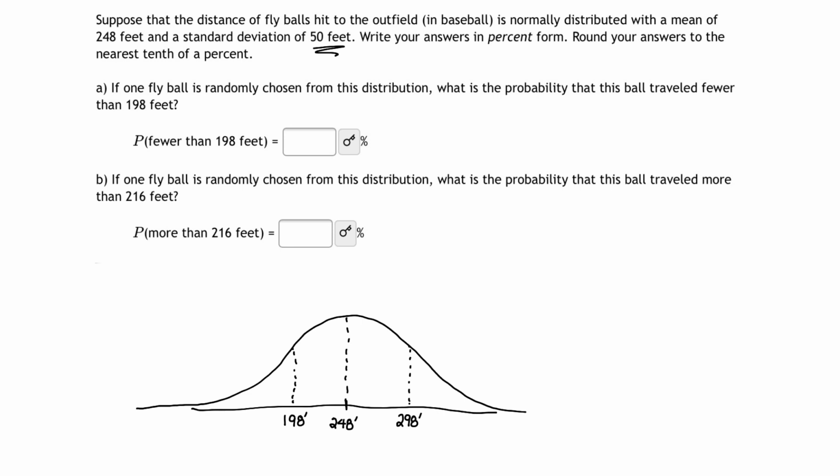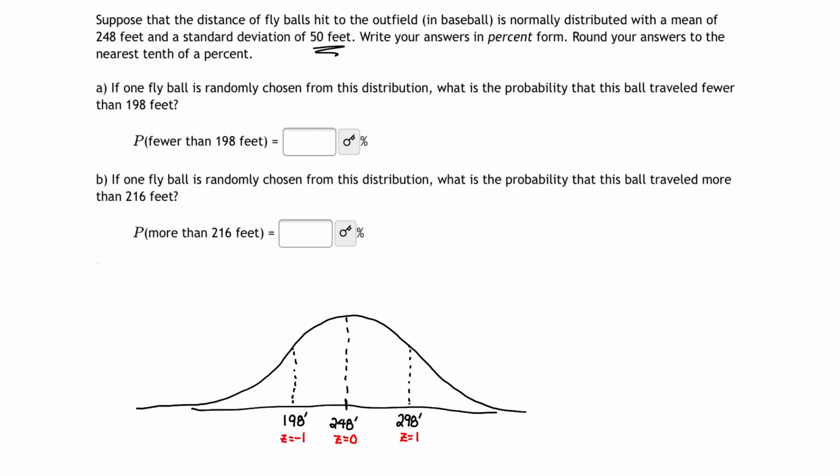I'm also going to put in here while I'm at it that at 248 feet, at my mean, this is where my z-score is 0, right? 298 feet, one standard deviation away, that's where my z-score is 1. And at 198 feet, one standard deviation away on the left, this is where my z-score is -1. I have my setup, and now I'm ready to answer the two questions, or at least start to.